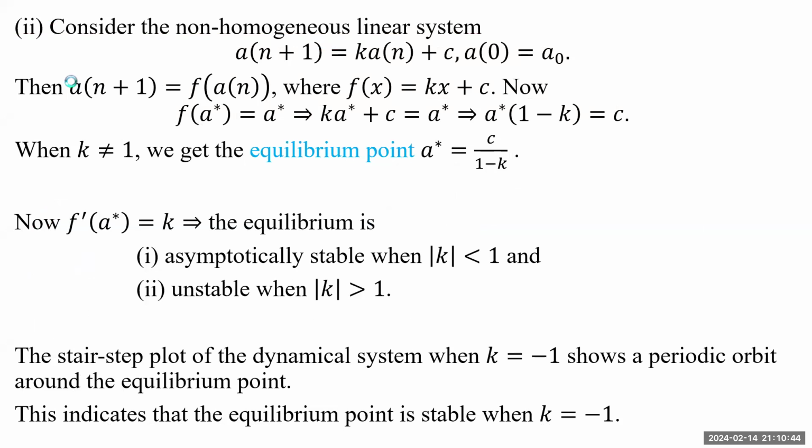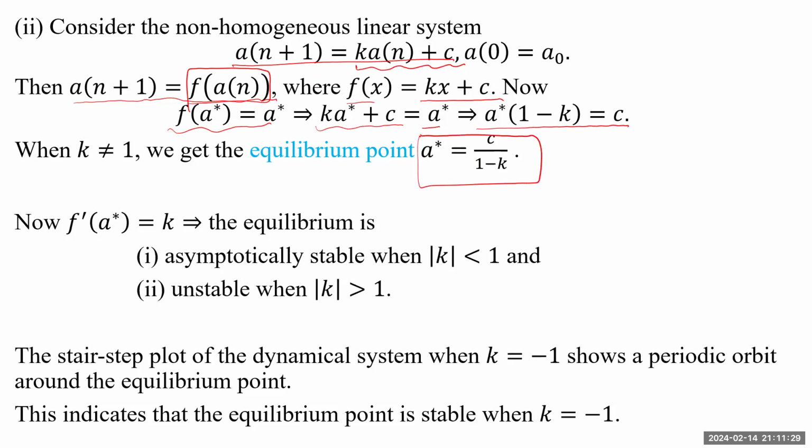So this is a non-homogeneous difference equation, right? And this is your a of n plus 1 equals f of a n. So your f of a n is nothing but the right hand side of the difference equation. That is, you can say f of x equals kx plus c. And if a star is an equilibrium point, then f of a star equals a star. Then k a star plus c equals a star, which implies a star times 1 minus k equals c. Then your equilibrium point is equal to c over 1 minus k.